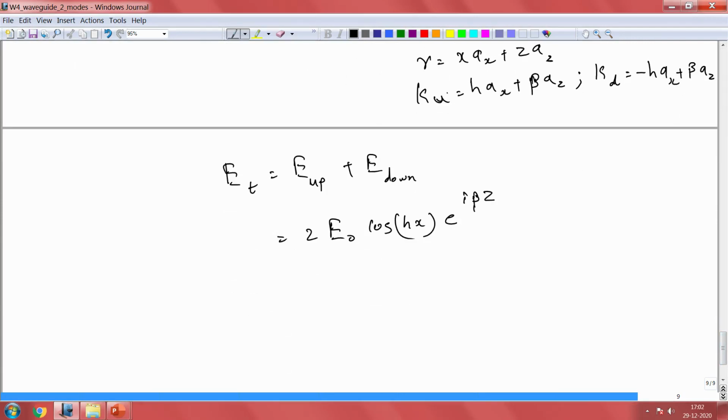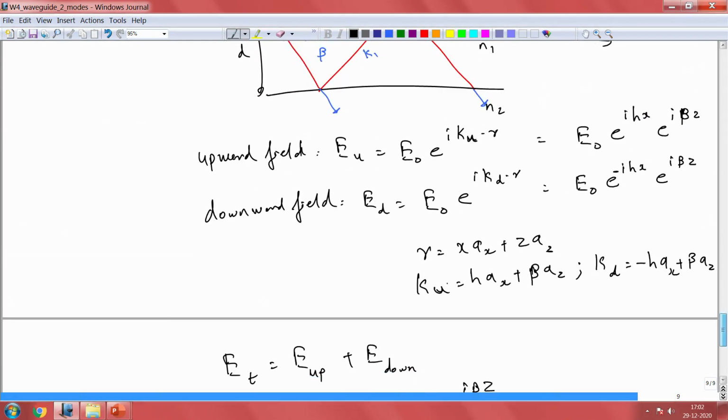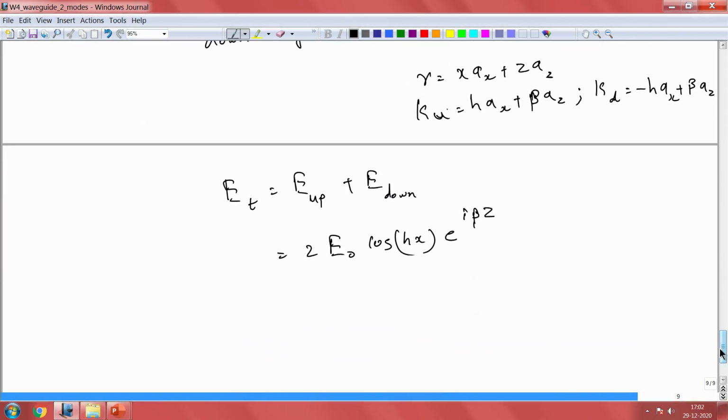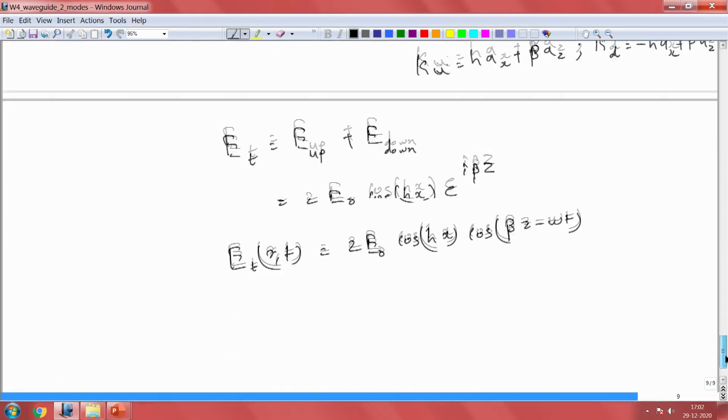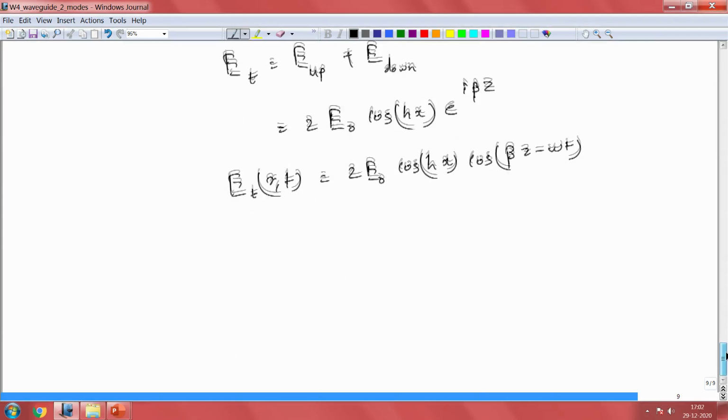So, now we are getting close to defining how this field is going to look like. From our earlier understanding of how the plane wave could be used in order to explain this propagation, we now have a total field with respect to the position. That total field will be 2 E naught cos h x times cos of beta z minus omega t. So, this is how your field is going to look like. This is nothing but the real instantaneous field that you have here.